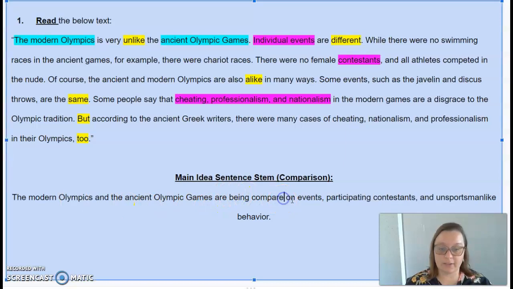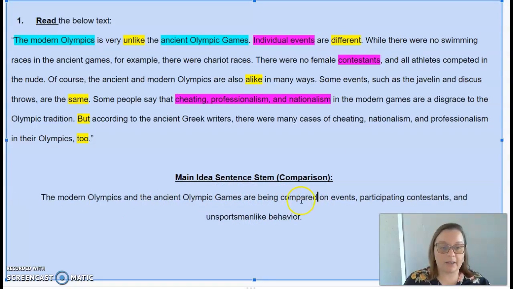All right, so here you can see all of the different highlights. The pink highlights are what I felt like the author was comparing these two Olympic Games on. The modern Olympics is very unlike the ancient Olympic Games. Individual events are different. So down here I said the modern Olympics and the ancient Olympic Games are being compared on events. While there were no swimming races in the ancient games, for example, there were chariot races. Now, this is a detail here about which individual events they're comparing.